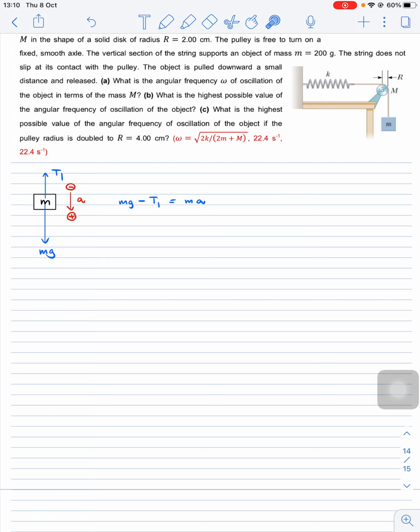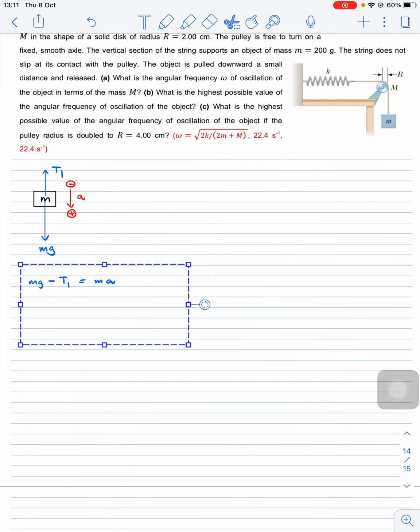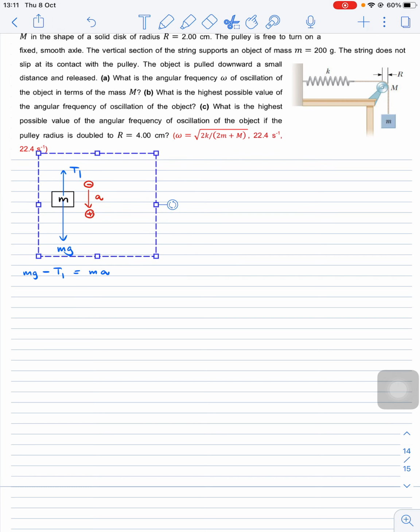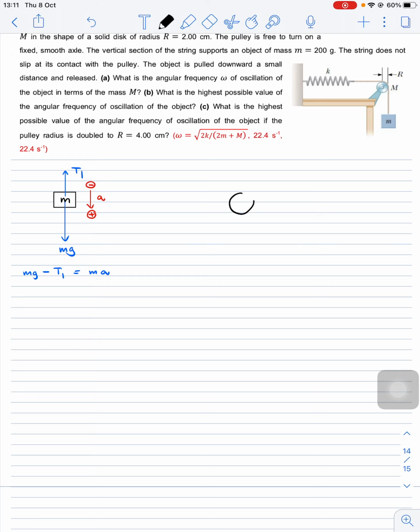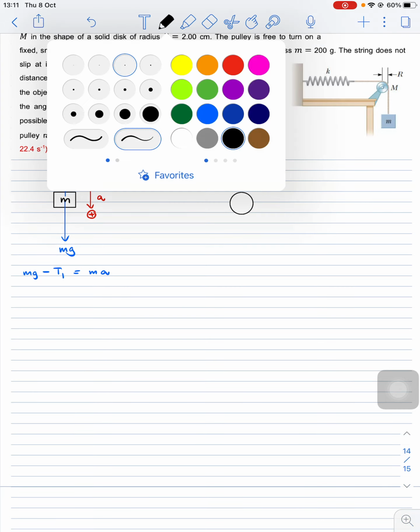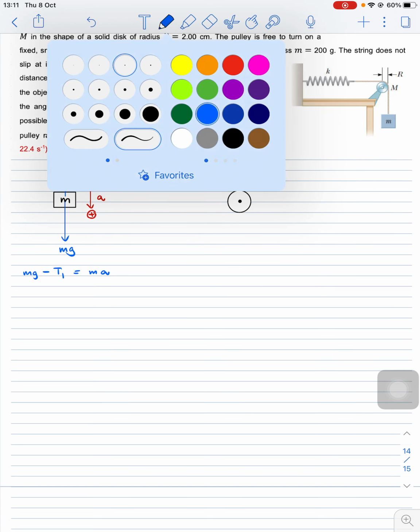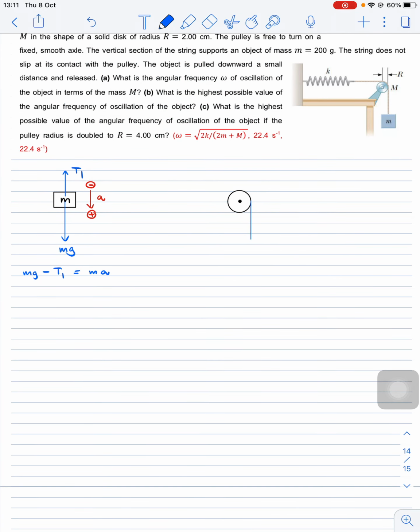Now let's consider the pulley. Actually it should move to this position. Okay, so now let's consider the pulley. We have this pulley, and let's say that the center here is the axle of the pulley. Then we have the tension here, equal to T1. Don't forget that this is the same string, so the tension must be the same, T1. Then coming to this point, it must be equal to T2, because the tension here and the tension here must be different since the pulley has mass.